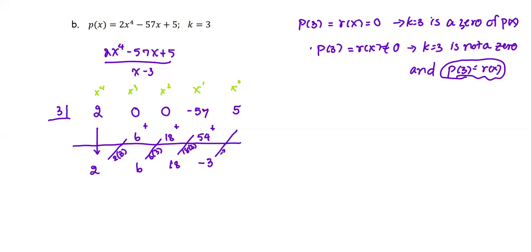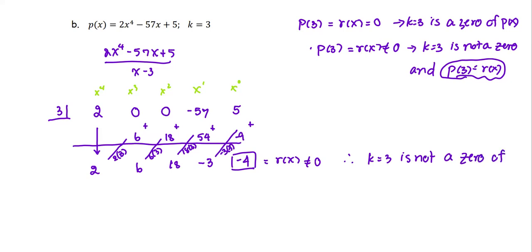And after that, negative 3 times 3, that is negative 9. Add them up, is negative 4. So this is the remainder, and it's not 0. Therefore, k equals 3 is not a 0 of p(x). And what we found out, p at 3 equals negative 4.